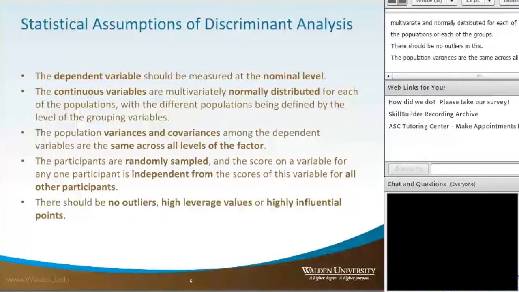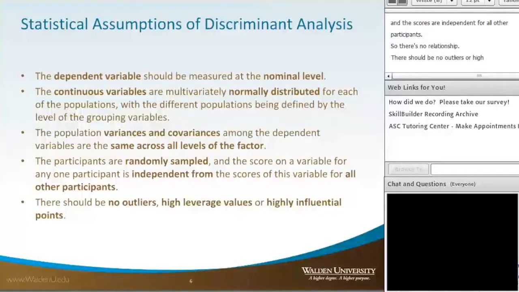The population variances and covariances among the dependent variable are the same across all levels of this factor. The participants, of course, are randomly sampled, and the score on a variable for any one participant is independent from the scores of this variable for all other participants, so there's no relationship. And once again, there should be no outliers, no high leverage values, or highly influential points for any of the factors or variables.